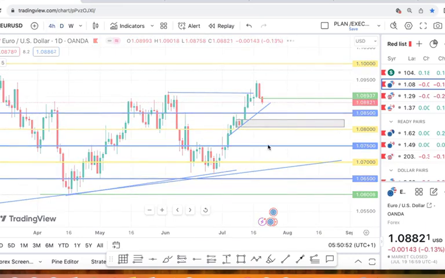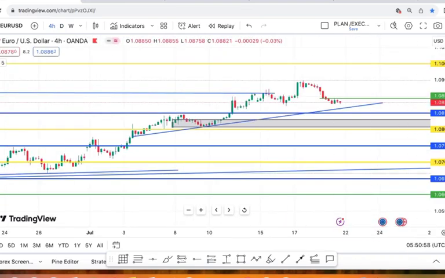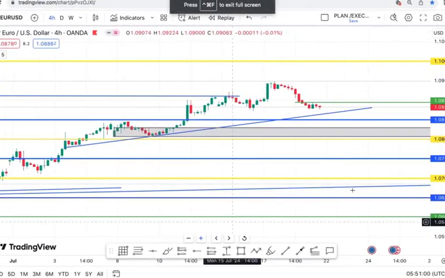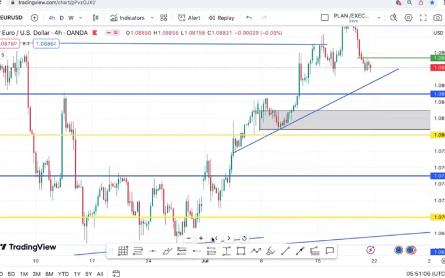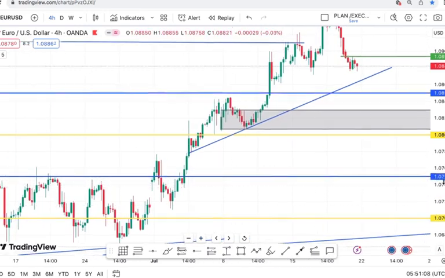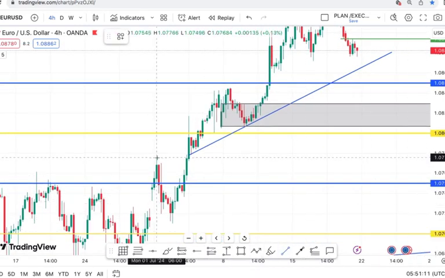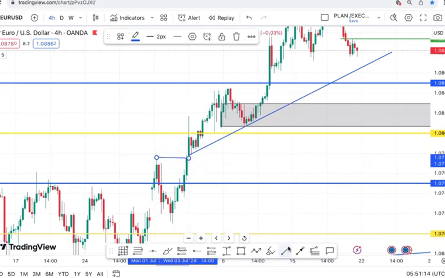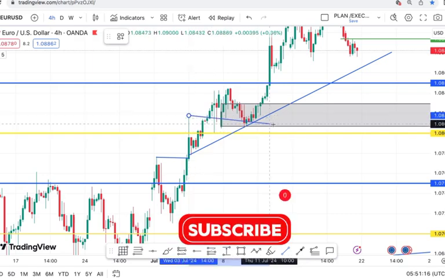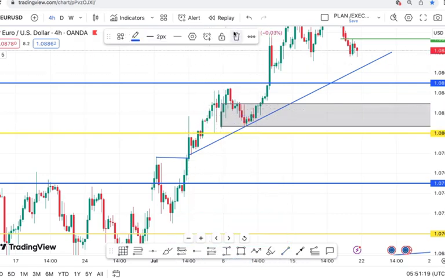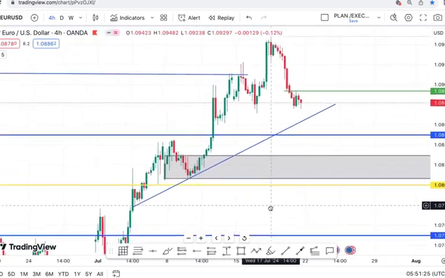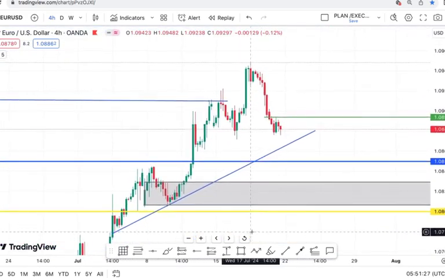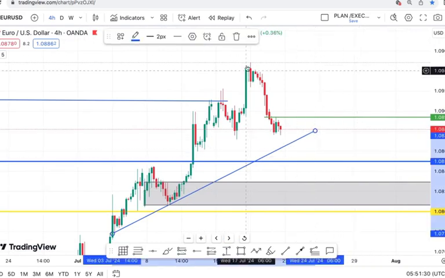So moving on to the 4-hour, price is currently taking out highs. As you can see, price is taking out highs, meaning we are on a bullish trend. Current trend is bullish on the EURUSD, but look closely at what we are having here now. Let's look here.